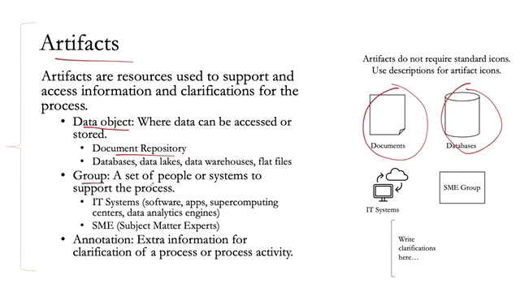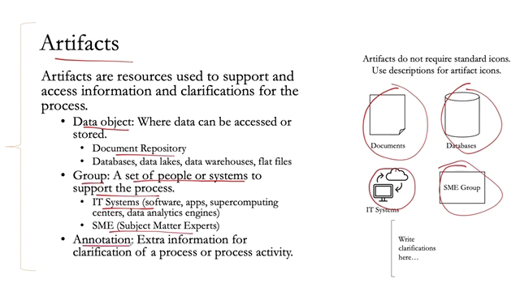Then you have groups. It's nothing but a set of people or systems to support the process. You want to escalate it and say, I have to talk to my supervisor. Your supervisor is a group. You want to talk to a manager. The manager is a group. You want to talk to an expert. The expert is a group. You want to use an IT system. The IT system is a group. So you've got a set of people or systems to support the process. You've got IT systems, which can be software, apps, supercomputing centers, data analytics engines, AI engines, subject matter experts. They're all different groups, right? So those are your groups.